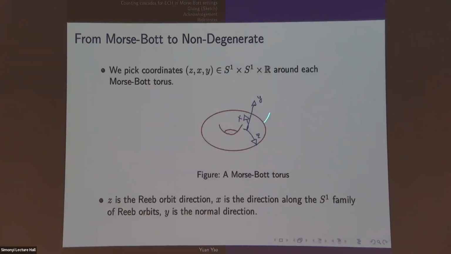So suppose here you have a Morse-Bott torus, you have these coordinates x, y, z. z is a Reeb direction, so moving in z corresponds to moving along a Reeb orbit. x is the direction of the S^1 family of Reeb orbits. So if you move to a different x value, you're moving to a different Reeb orbit in this family. And y is a normal direction. So this is a picture to have in mind whenever I say Reeb Morse-Bott torus.